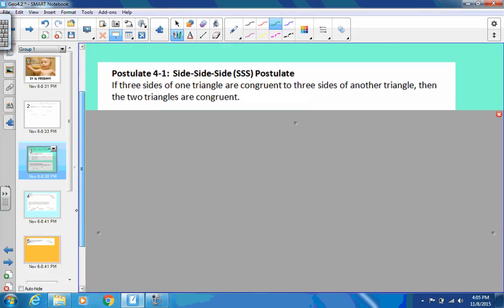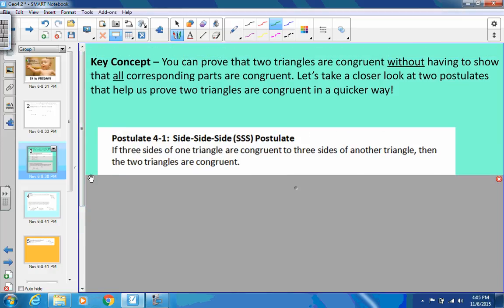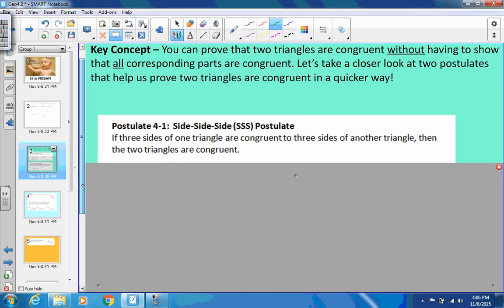And I know it's a postulate, but I would put it on your theorem sheet. It says if three sides of one triangle are congruent to three sides of another triangle, then the two triangles are congruent. So you don't have to worry about angles at all. If the three sides of two triangles are congruent, then the triangles are congruent. It just so happens that then the angles are also congruent.